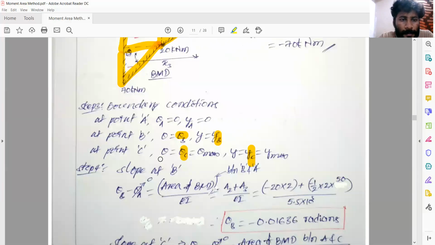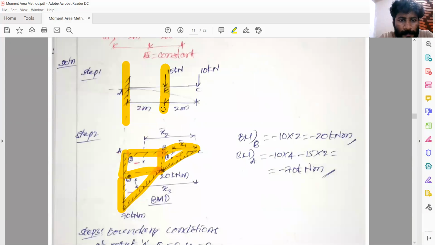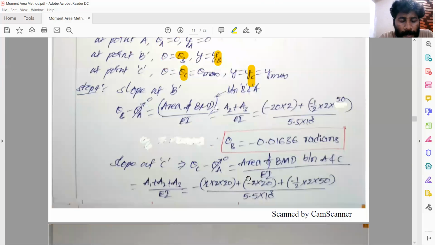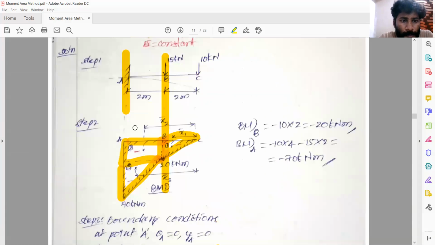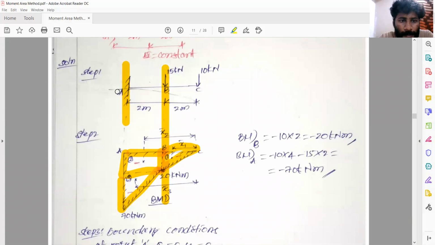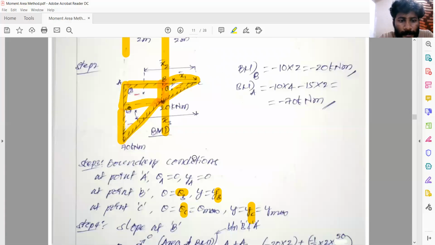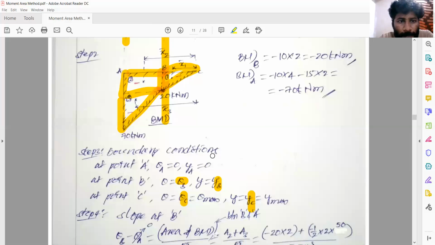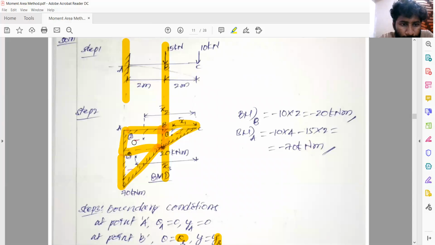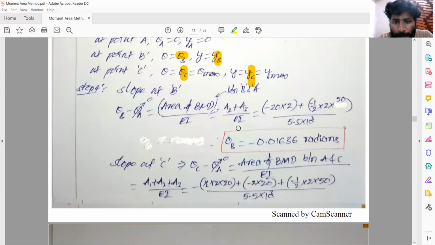Slope at B. Slope at B means at this section we want to find the slope. We all know the first moment area theorem says the change in slope between these 2 points, this point and this point, where I'm taking the slope as 0 at A, so theta B minus theta A is equal to the area of the BMD between those 2 points, B and A, divided by EI. Between B and A we have 2 areas, area 2 and area 3. This one is rectangular and this is triangular. So A2 plus A3 divided by EI.